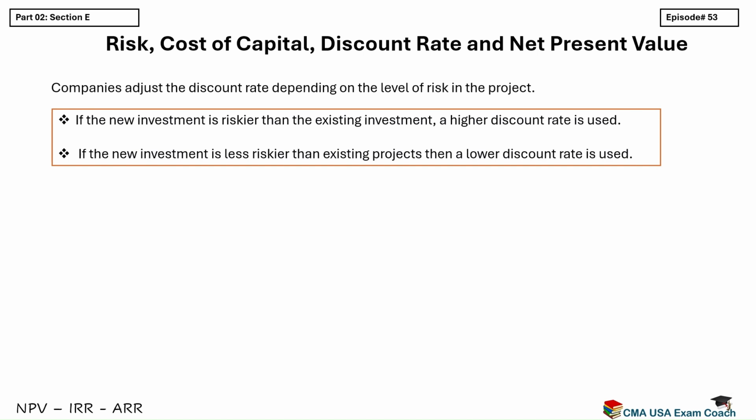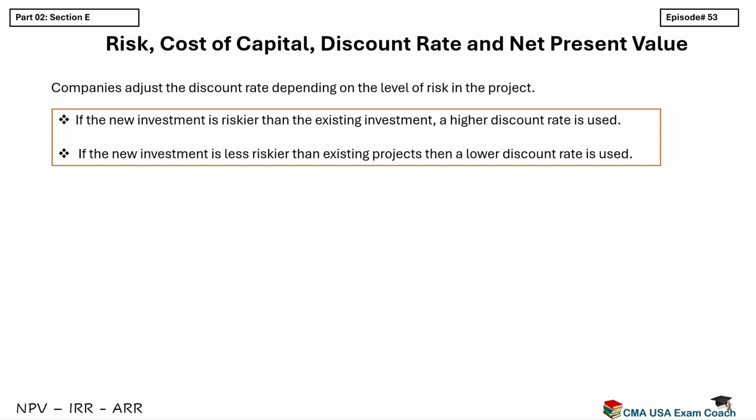On the other hand, if the new investment is less risky than the company's existing projects, then a lower discount rate is applied. A lower rate increases the present value of cash inflows and makes it easier for the project to be accepted. So, adjusting the discount rate is a way for management to reflect the project's risk in the NPV calculation, ensuring that decisions are realistic and aligned with the company's risk appetite.